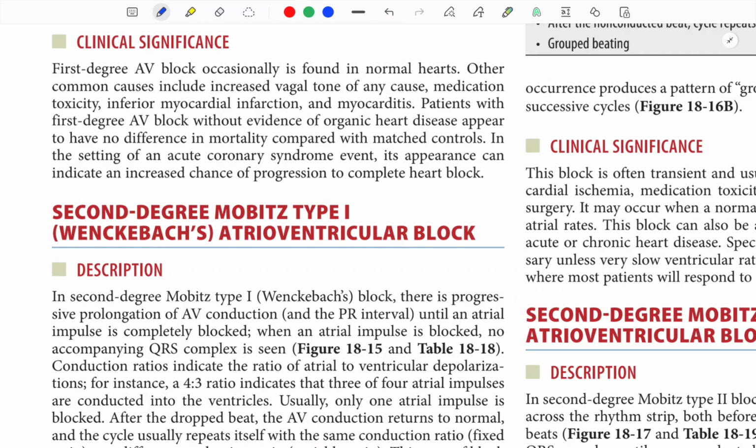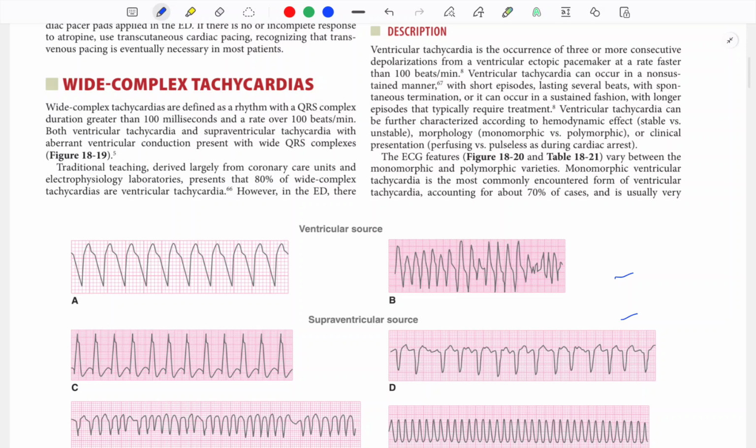It can be caused by increased vagal tone of any cause, medication toxicity, inferior MI and myocarditis. Its appearance can indicate an increased chance of progression to complete heart block. Wide complex tachycardias are defined as a rhythm with a QRS complex duration more than 100 milliseconds and a rate over 100 beats per minute. So, wide complex tachycardia.